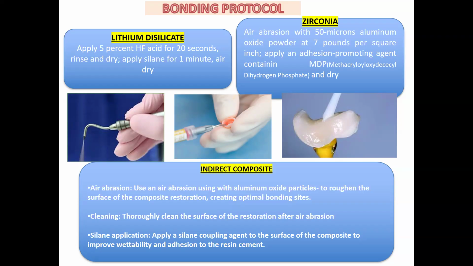For zirconia, as I already mentioned, you can prepare the endocrown with either zirconia or lithium disilicate. When you want to bond zirconia, air abrasion is mandatory, using 50 micron aluminum oxide particles at 7 pounds per square inch. Apply it on the adhesion surface of the crown, and after that you can apply MDP. Then after that you have to dry the crown portion.